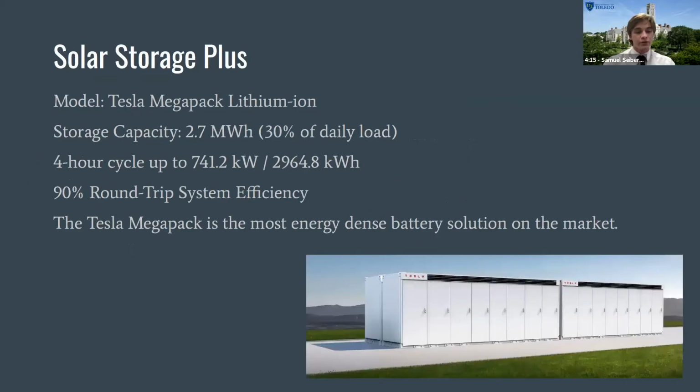Then the storage solution we used is the Tesla Megapack lithium ion battery. It is a 2.7 megawatt hour storage capacity, which is about 30% of the daily load, with a 4-hour cycle, and then a 90% round trip system efficiency. This is the most energy dense battery solution on the market, which is why we decided to go with it.